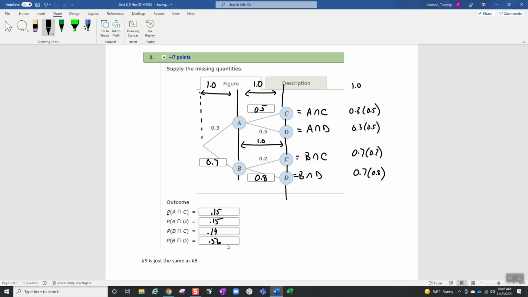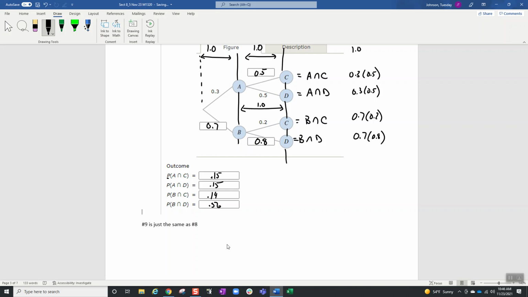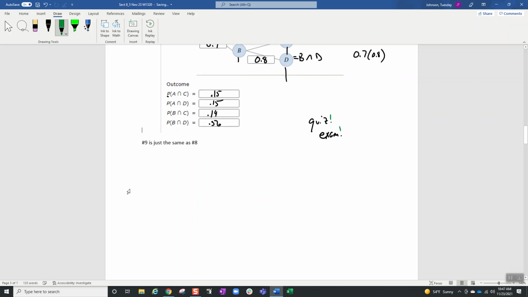Crazy cool. Right? And number 9 is exactly the same. It's the same idea. I don't know, this might be on a quiz, maybe. Maybe then it's also on an exam. Maybe. Hint, hint. All right, scrolling on.